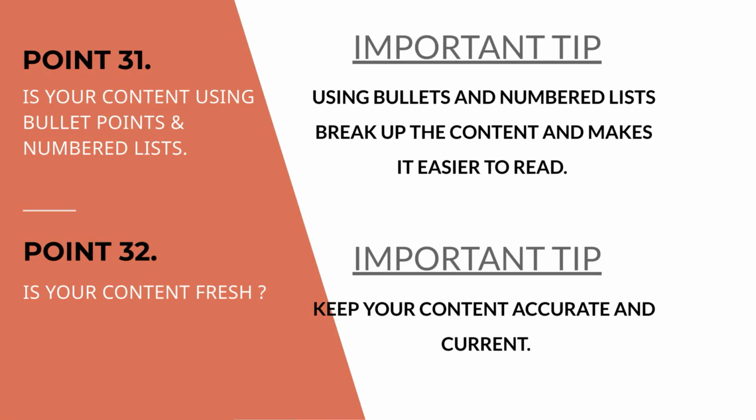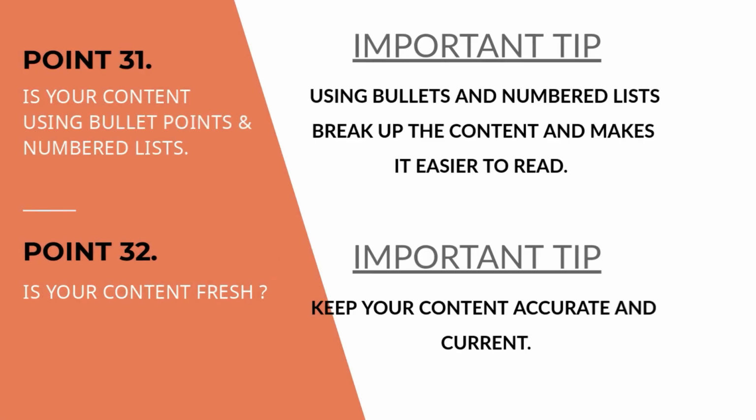Point 31. Is your content using bullet points and numbered lists? Use bullet points and numbered lists as frequently as you can. It will break up your content and make it easier for readers to commit to digesting it. Point 32. Is your copy fresh? Check your content at least annually to make sure that your content is still accurate and current.